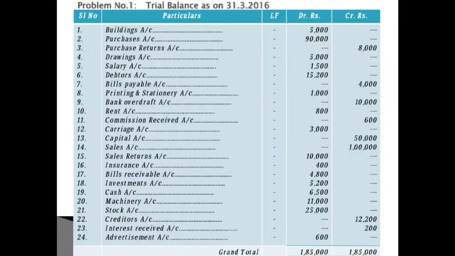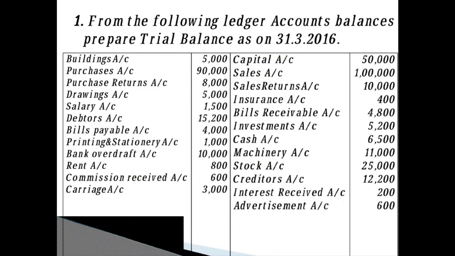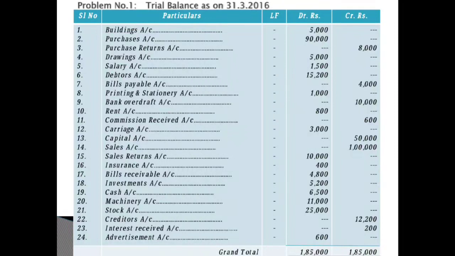The next you have the ninth one, that is the bank overdraft account. I have explained previously, right? What is bank overdraft? When you withdraw an amount more than your bank balance, that is a bank overdraft. Okay, so bank overdraft is a liability, which shows a credit balance. So the 10,000 you have to record on the credit side. See, ninth one, we have recorded bank overdraft account, credit side, rupees 10,000.